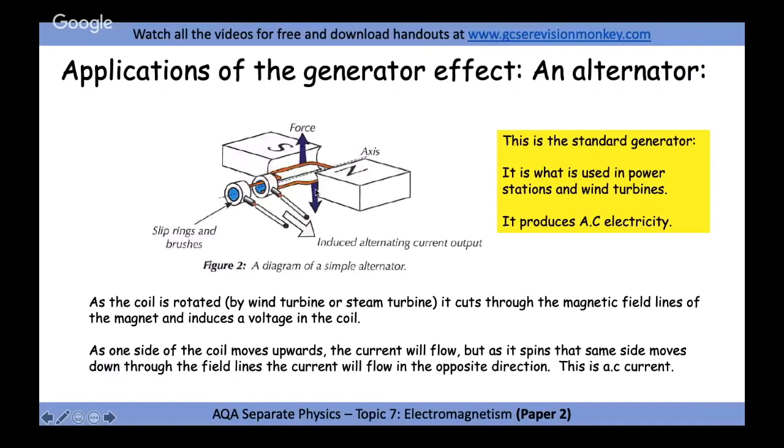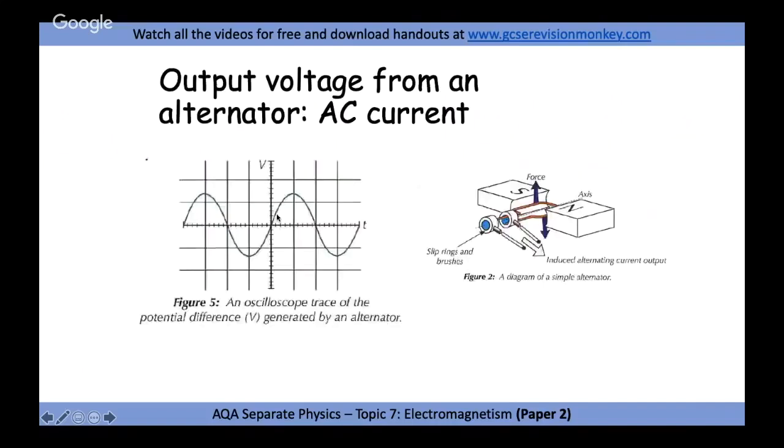As one side of the coil moves upwards, the current will flow, and as it spins down, that same side moves down through the field lines, the current will flow in the opposite direction. So as it spins round, it's going to make the current go forwards and backwards. So this is going to give us the output of AC current, where my voltage alternates in the plus and the minus direction, forwards and backwards each second.